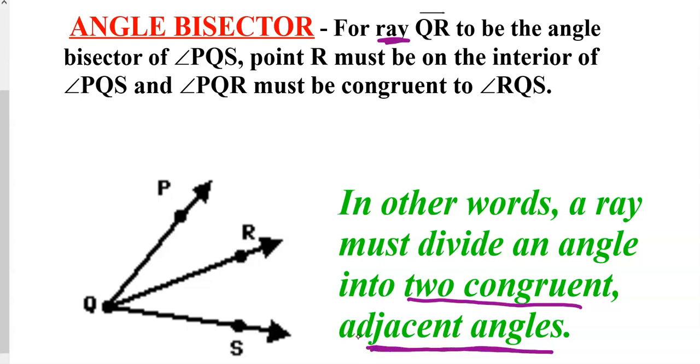So if I know that QR bisects angle PQS, okay, so what it's saying right up here, I know angle PQR is congruent to angle RQS. And it's absolutely okay, if you know something to be congruent, it's absolutely okay to put those markings on the diagram, so that helps you remember that they are congruent to each other. Okay?